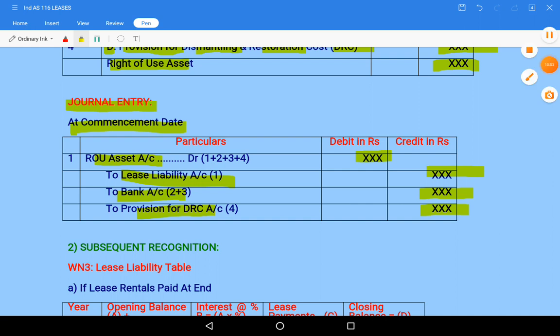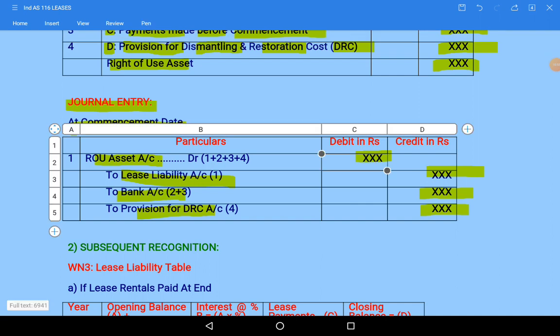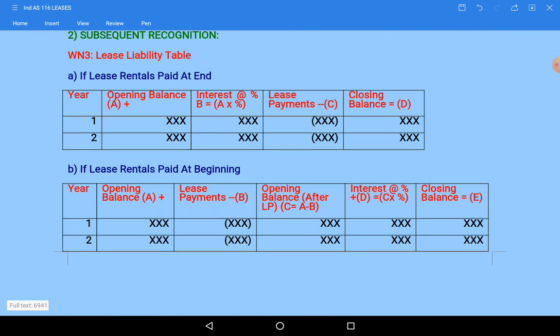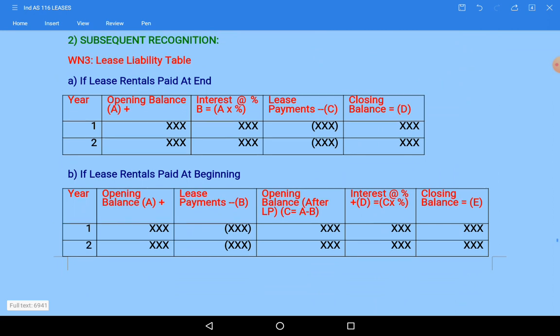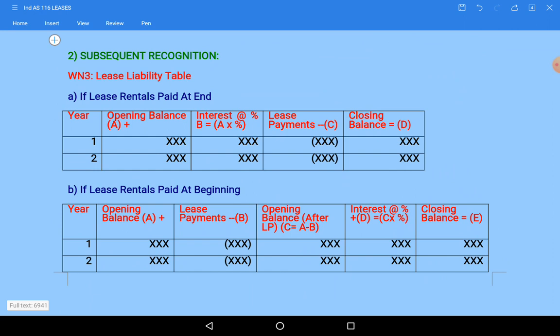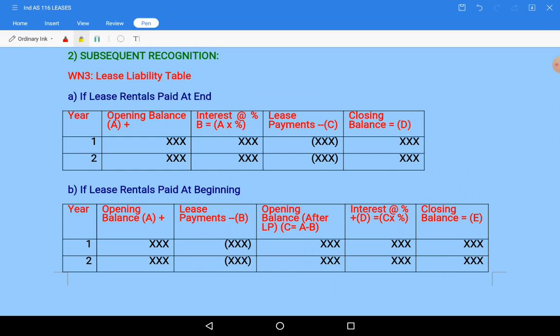So that was a quick revision of the previous class. Now today's class is about subsequent recognition, that is at the end of first year, at the end of second year, at the end of third year, how it will be recorded. Subsequent recognition is very important from the exam point of view. Total recognition is important, but for your understanding we are splitting it into subsequent and initial recognition, but as a whole the problem we need to do in the end.